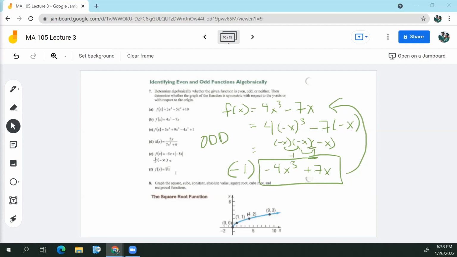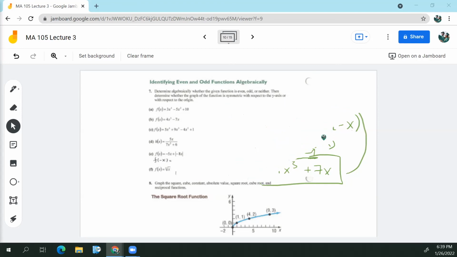All right, let's take a look at C. That's interesting. By the way, we are on page 26. Page 26.